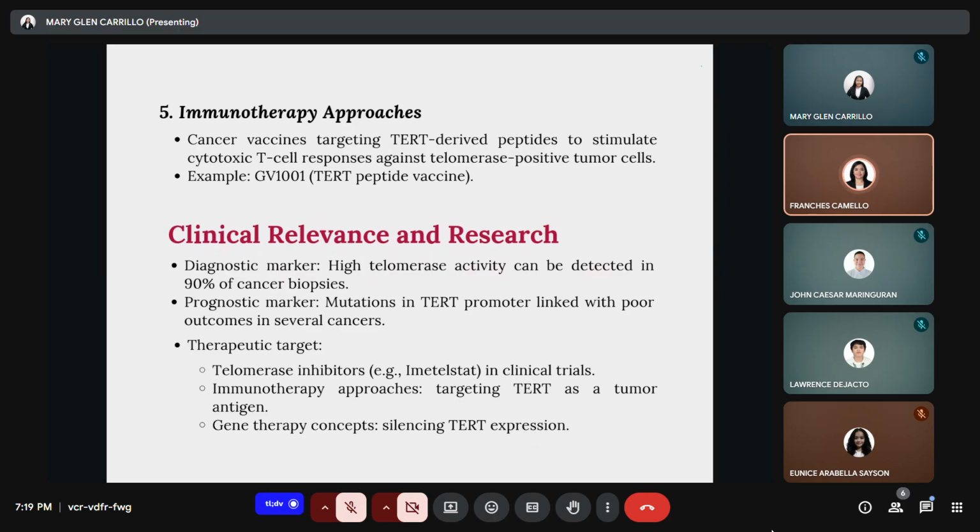So, to conclude everything, telomerase is a normal enzyme meant to preserve special cells, but when its regulation goes wrong, it becomes one of the most powerful tools that cancer cells use to survive. And by understanding the genes that regulate telomerase, researchers are finding ways to turn this advantage into a weakness and hopefully develop more effective cancer treatments, especially for the future. That's all for my part. Let's move on to the next topic.